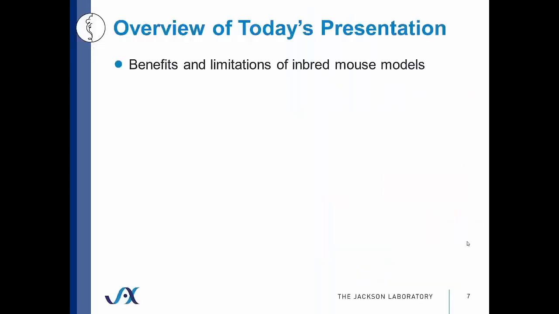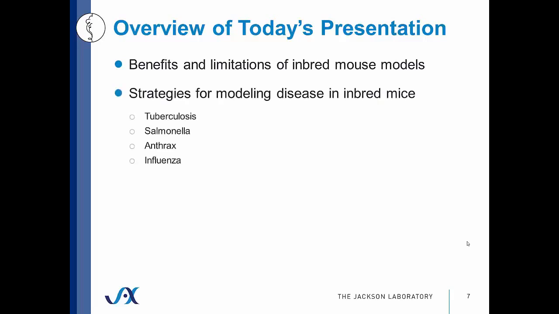Before I begin our presentation today, I'd like to quickly outline what it is we'll be discussing. First, we'll go through the benefits and limitations of using inbred mouse models for infectious disease research. Recently, there's been a lot of attention and focus on using humanized mouse models for infectious disease research. There's a lot of utility in using these models. However, today I'd like to share with you the utility of using inbred strains for infectious disease research. And I'll highlight a number of examples, including tuberculosis, salmonella, anthrax, and influenza infections being modeled in inbred mice.